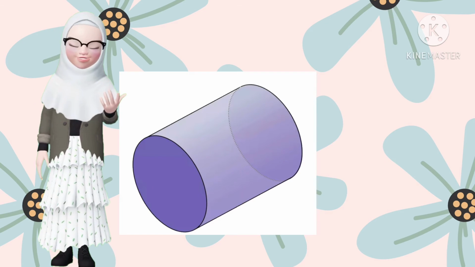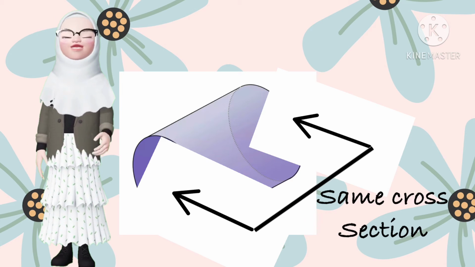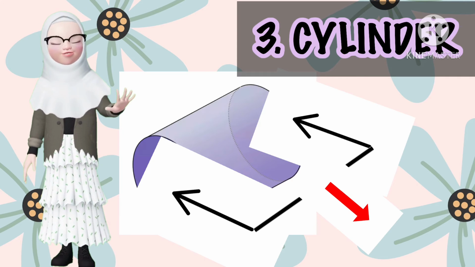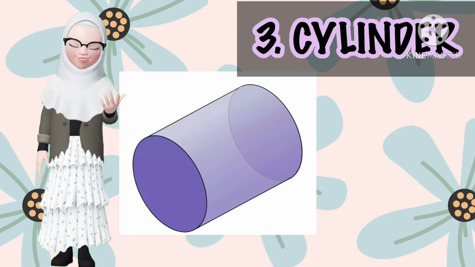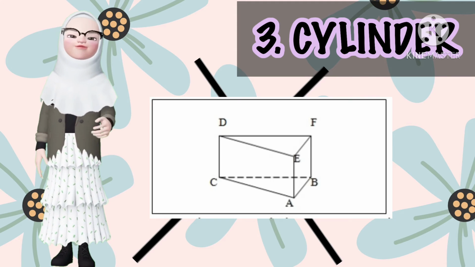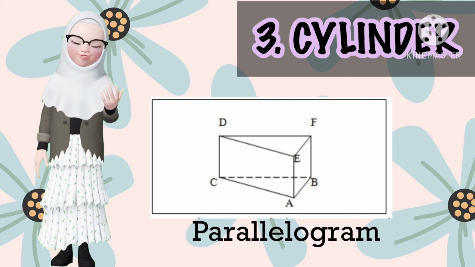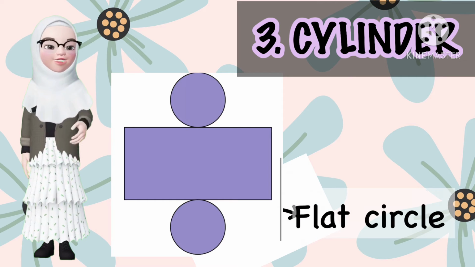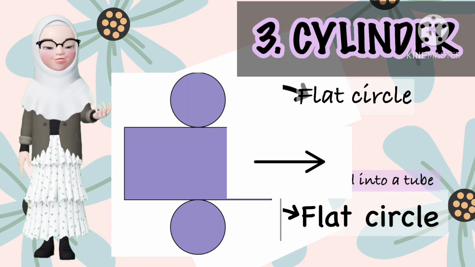A cylinder has the same cross section from one end to the other. Cylinders have two identical ends of either a circle or an oval. Although similar, cylinders are not prisms, as a prism has, by definition, parallelogram flat sides. A cylinder has 3 faces. 2 are flat circles, and the third is curved into a tube.